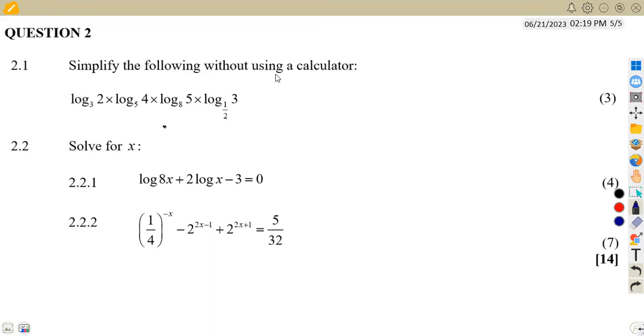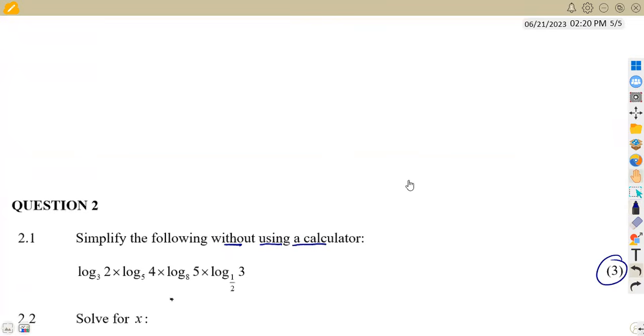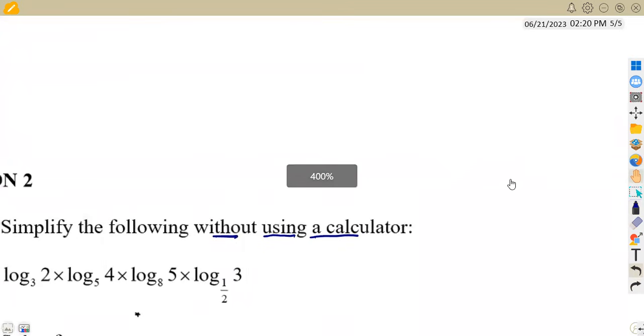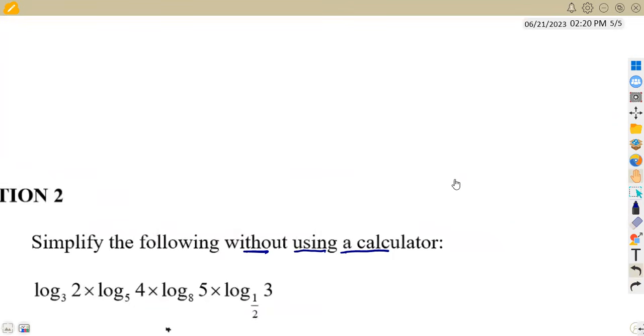So take note here, without using a calculator. So that means whatever that you're going to have in this part, we are not supposed to use a calculator. All right, so that was 3 marks for this part. Let us try to have our question here. So it is given without a calculator. So what can we do in this case?